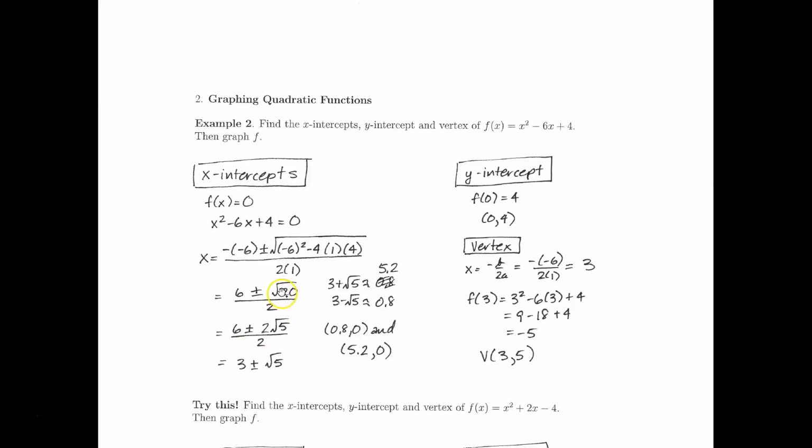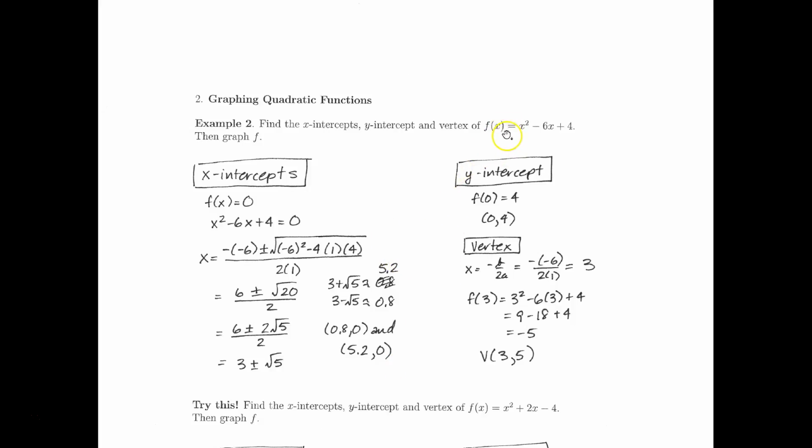And the square root of 20 simplifies to the square root of 4 times 5, so that's going to be 2 root 5. And what we can do is simplify by dividing 6 and 2 root 5 by 2. So we get 3 plus or minus root 5. And this is irrational, we have two irrational x-intercepts. What I did was I took out a calculator and looked at the values of 3 plus root 5 and 3 minus root 5 and just rounded to the tenths. So approximately the x-intercepts are 0.80 and 5.20.